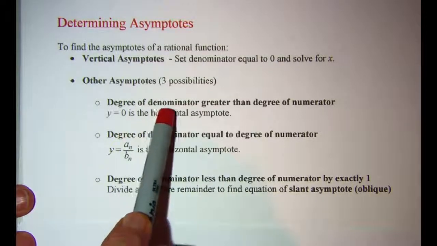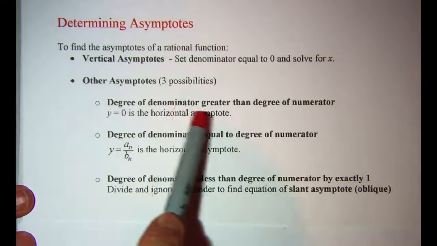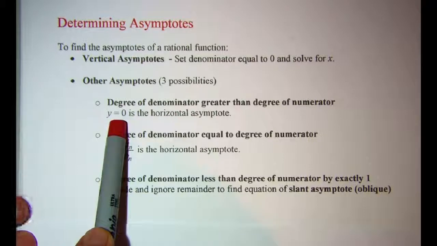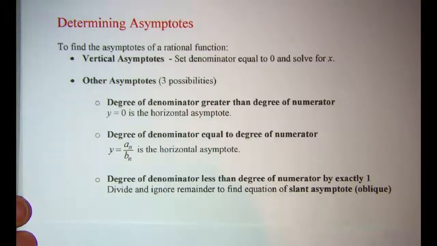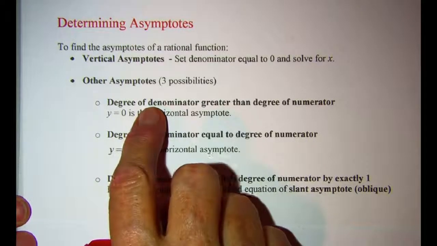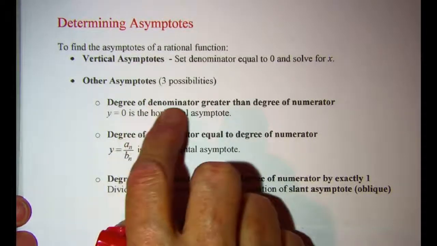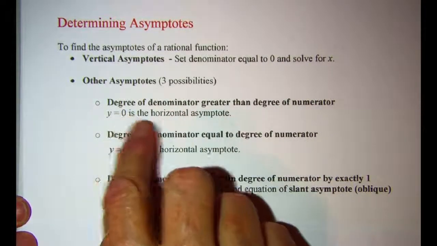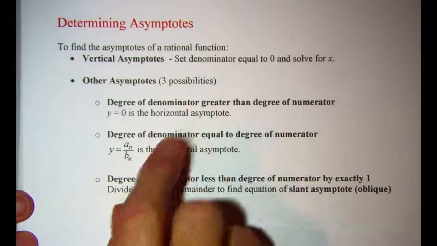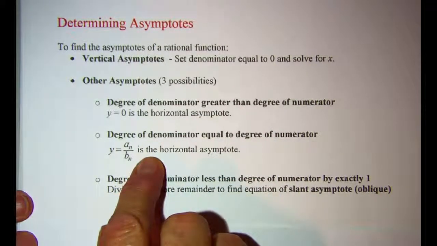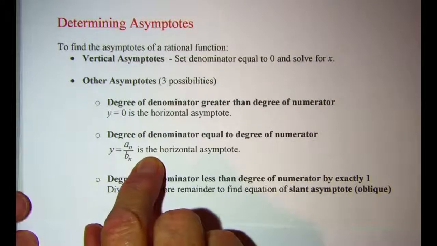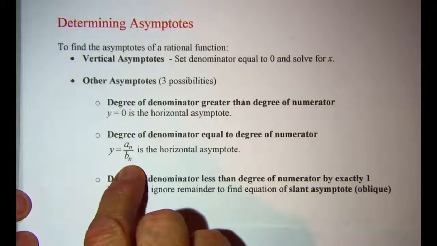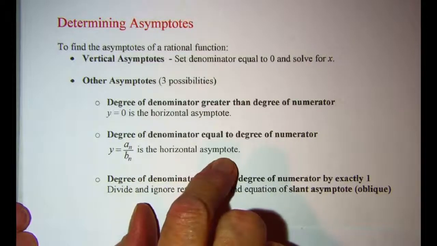If the degree of the denominator is bigger than the degree of the numerator, then y equals 0 is always the horizontal asymptote. So if our rational function is bottom heavy, the degree of the bottom is bigger than the degree of the top, y equals 0 is your horizontal asymptote. If the degree of the denominator is equal to the degree of the numerator, then the ratio of the lead coefficients will be the equation of the horizontal asymptote.